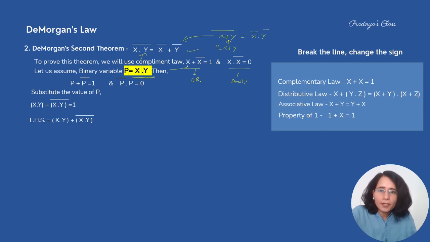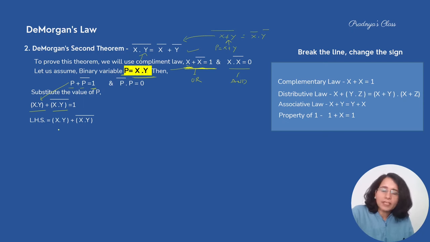So the complementary law is applicable to this variable also. When we apply the complementary law on variable P, we get P plus P bar equals 1, as the first complementary law is X plus X bar equals 1. Now substitute the value of P in the complementary law. So X dot Y plus (X dot Y) whole bar equals 1. We replace the value of P here.